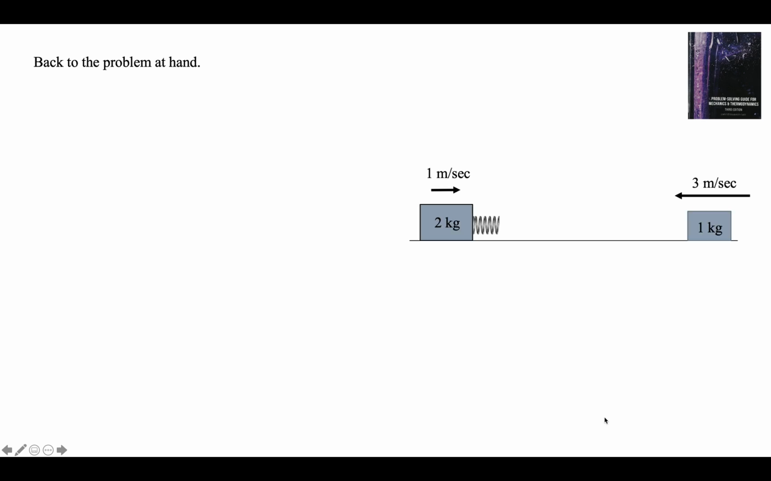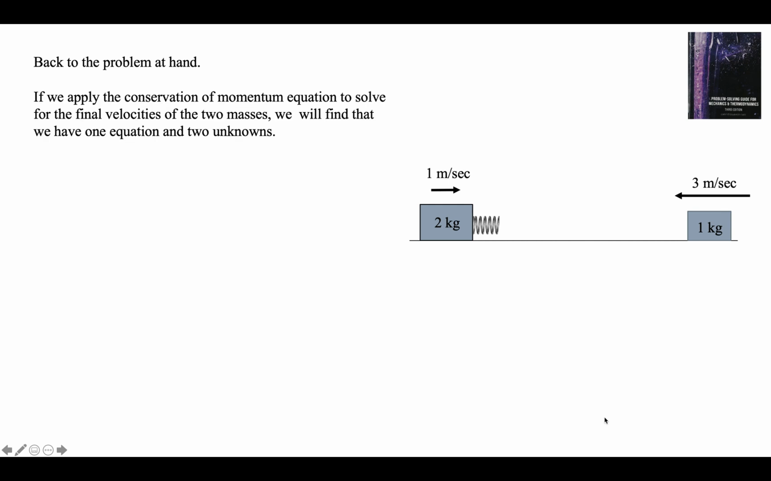Momentum is a vector. So back to the problem at hand. We have two masses colliding. If we apply the conservation of momentum equation to solve the problem, we're going to have two unknowns, v2 final and v1 final. But we only have one equation, momentum is conserved. We need another equation.